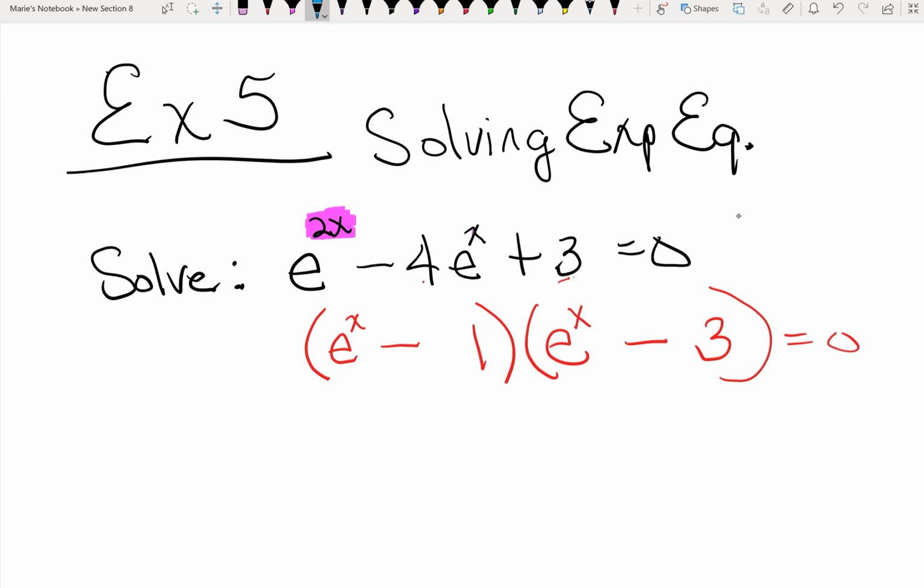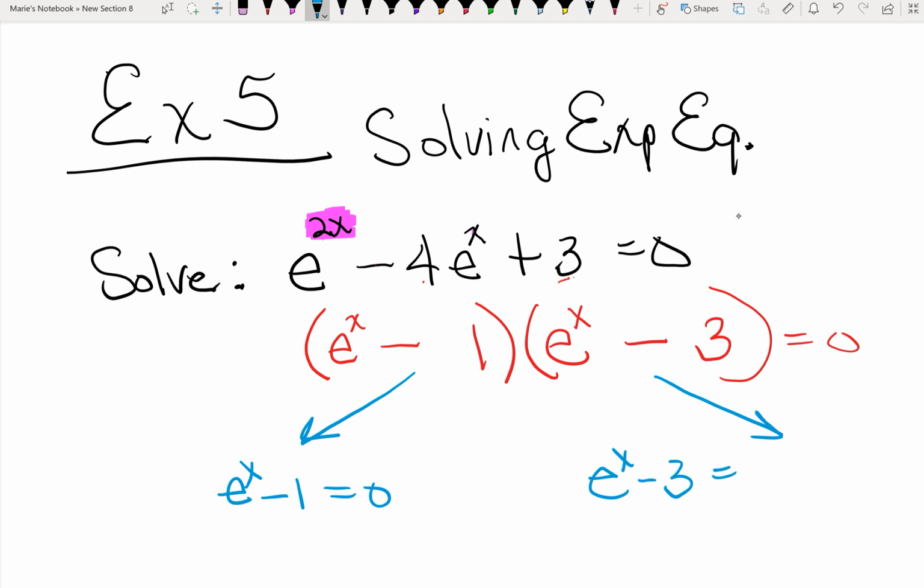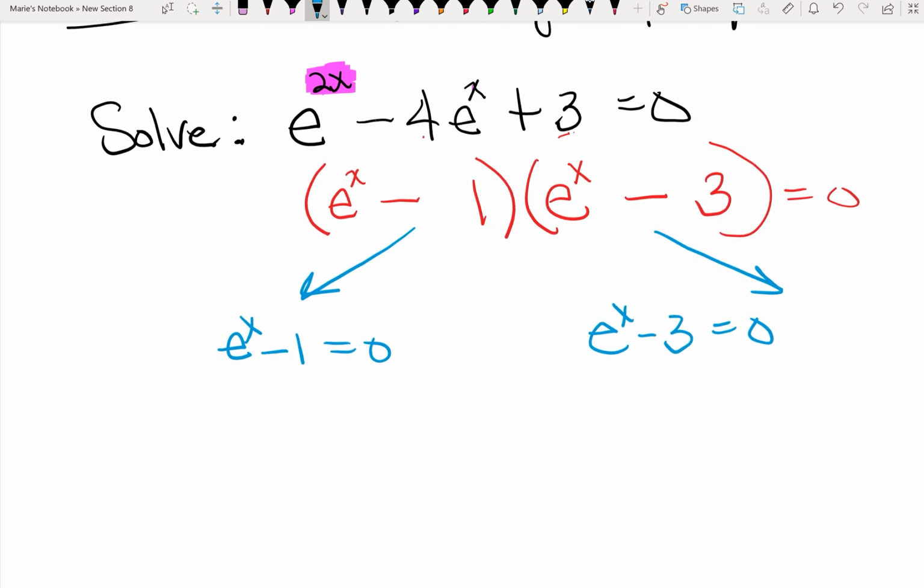Okay, so now we have basically 2 equations. So I'll start over here with this one, where I have e to the x minus 1 is equal to 0. And on this base camp, I have e to the x minus 3 is equal to 0. If I add 1 to both sides for this one, I get e to the x is equal to 1. Therefore, x has to equal 0. Use your calculator. You'll understand why that is so. Okay, and so in this case, if e to the x is equal to 1, x is equal to 0.